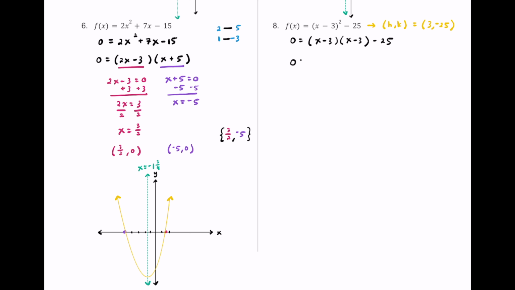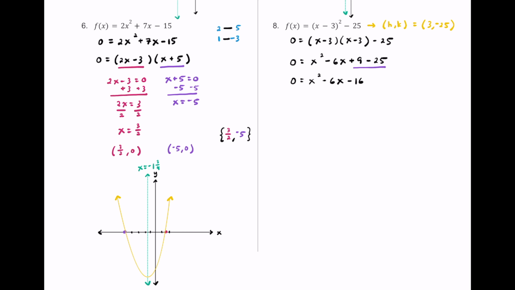So if we write that out, we're going to have x squared, and then minus 3x makes negative 6x, and then negative 3 times negative 3 is positive 9, and then we're going to take away 25. Now we can combine these like terms, these constants at the end, and say 0 is equal to x squared, then minus 6x, and then minus 16. All right, so at this point, this is a quadratic written in standard form, and so we can maybe factor this.